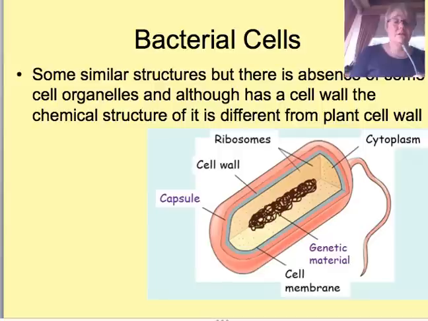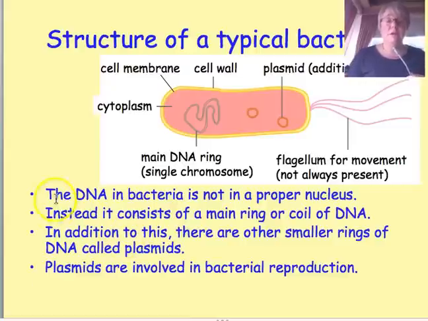When we have a wee look at our bacterial cell in a wee bit more detail, I've said here that there are some similar structures and the absence of some other cell organelles. It has a cell wall, and the chemical structure is different from a plant cell. You don't need to know what the cell wall is made up of, but it's a different substance, it's not cellulose.